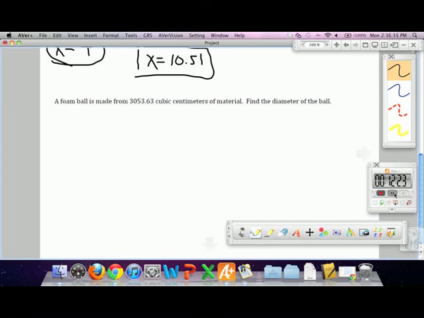I tell you the volume. I tell you that you're using 3,053.63 cubic centimeters. I want the diameter of the ball. So what's my process here? I've got to do two steps. What's the first thing I need to do, Wesley? Find the radius, and then once you know the radius, we'll double it.